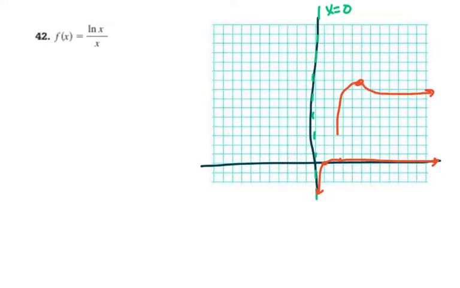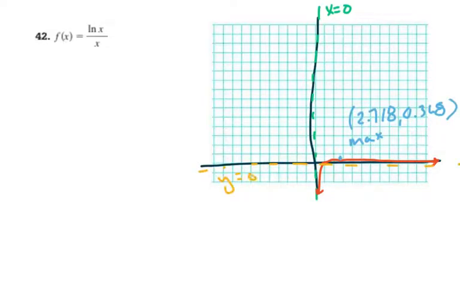So this maximum point has a coordinate of 2.718, 0.368. And we'll use that. And so then it does also have a horizontal asymptote of y equals 0. So, wow, lots of asymptoting happening.